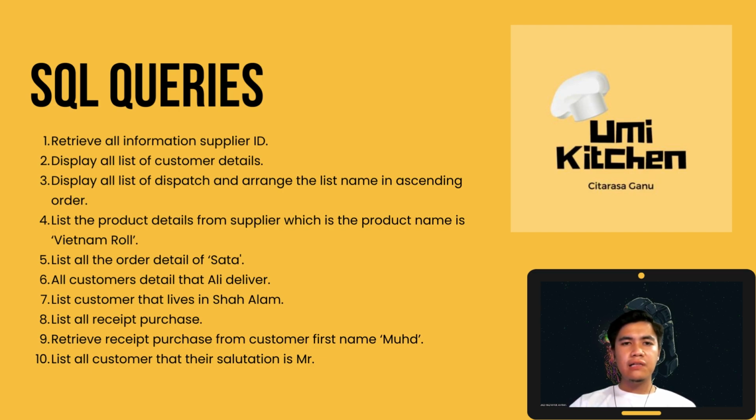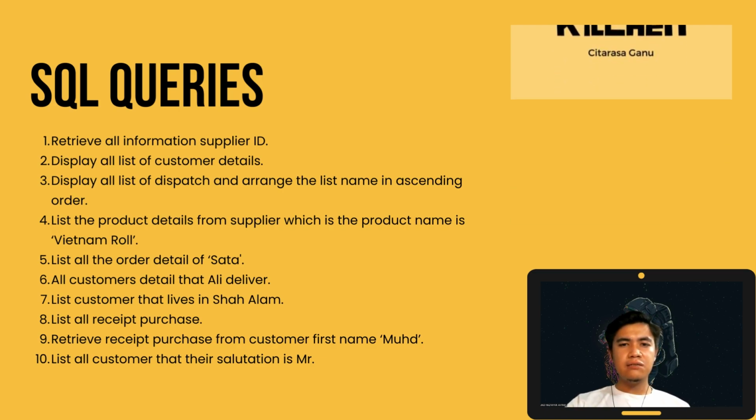Number 5, list all the order details of SATA. Number 6, all customer details that Ali delivers. Number 7, list the customers that live in Shah Alam. Number 8, list all receipt purchases. Number 9, retrieve receipt purchases from customer first name Muhammad. And the last one is list all customers whose salutation is Mr.